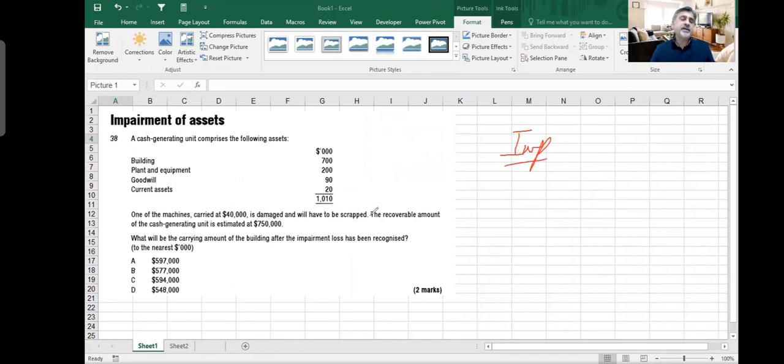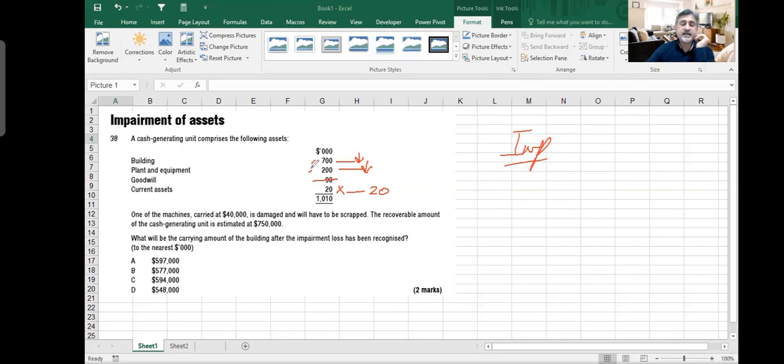Now, when you have impairment, there are two things you should remember. Number one, current assets you do not impair. You need to somehow decrease the value of these assets, but this asset you will not touch. This 20 will remain 20. So never touch the current assets. And then goodwill is always fully removed. Remove the entire goodwill. So first you need to see how much impairment has taken place. What is the amount of impairment? And then how much of that impairment will be charged to building? How much will be charged to plant and equipment? First thing is, let's find out the amount of your impairment.